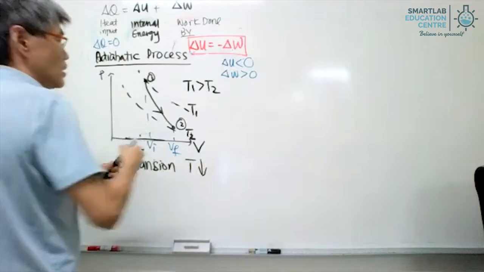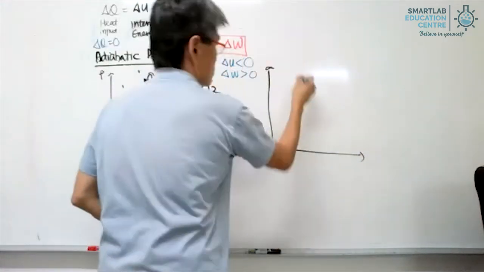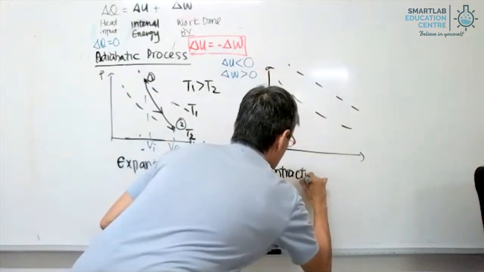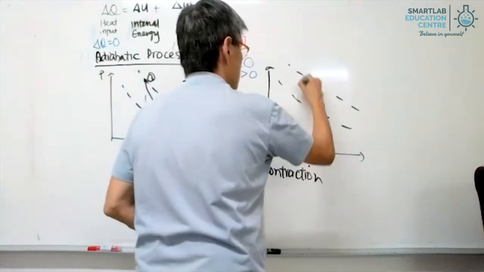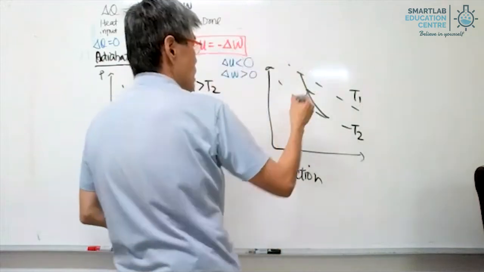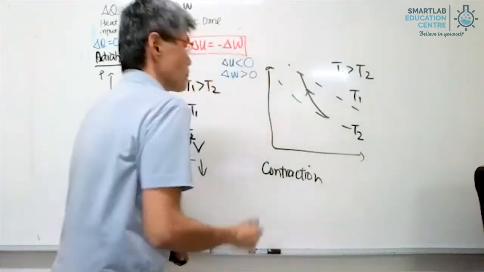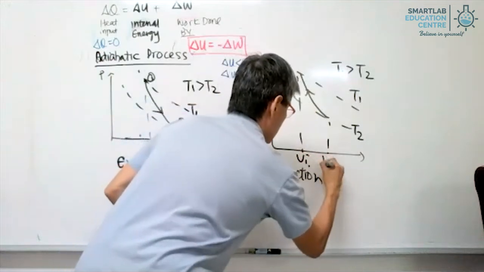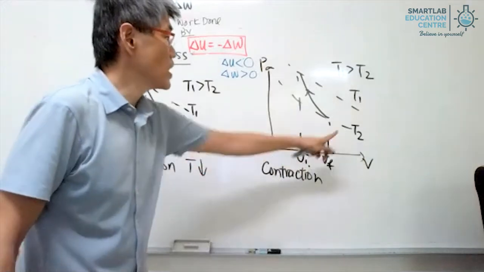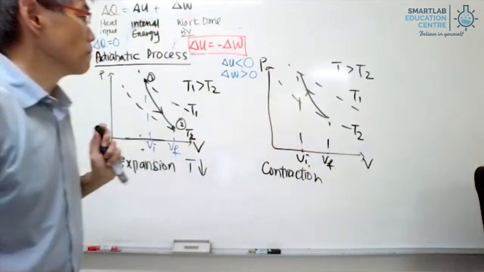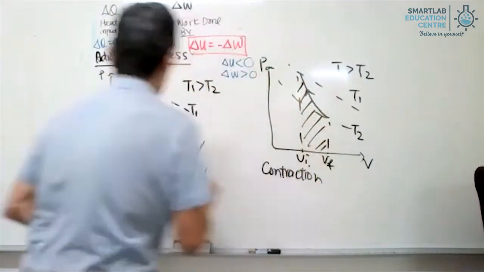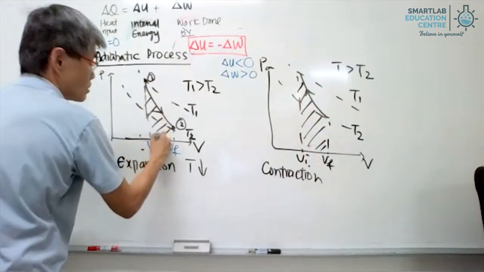Conversely, we can now look at the opposite of that, which is contraction. So in the case of contraction, this is the way that you will go. Now T1, this is T2, all right? T1 is still larger than T2, okay? In the case of adiabatic contraction, you will find the temperature actually increases. Quite clearly what you get is compression, unlike here, which is an expansion, all right?